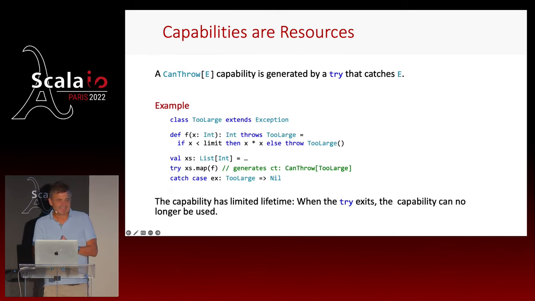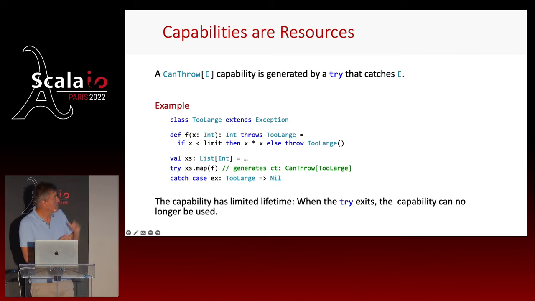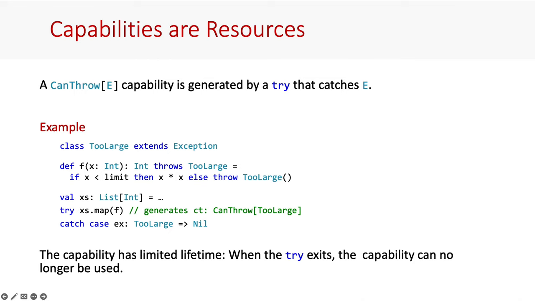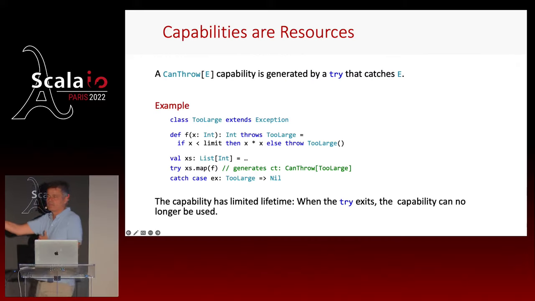Okay, good. But there's a catch. And what is the catch? It can't be as simple as that, otherwise it wouldn't have been done already. The catch is, if you look at how we get a CanThrow capability in the first place, the CanThrow capability would have to be generated by a try that catches the exception. So it says, if I catch the exception and handle it, then you can throw it, right?